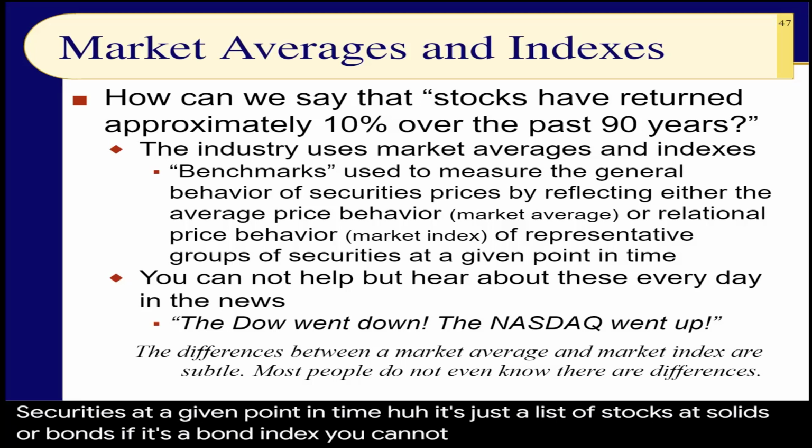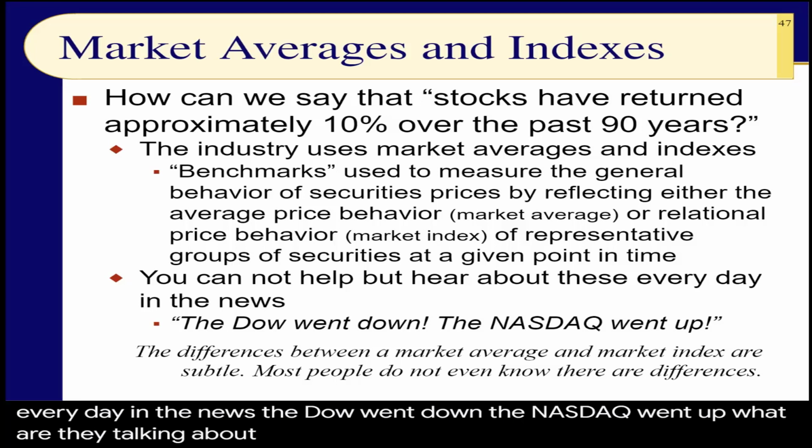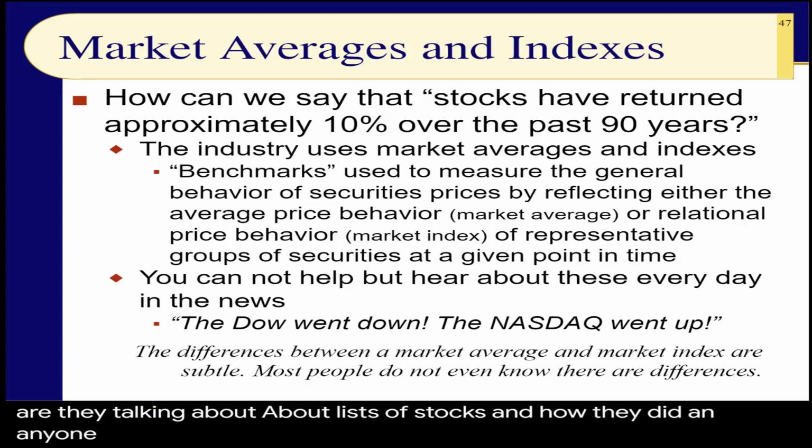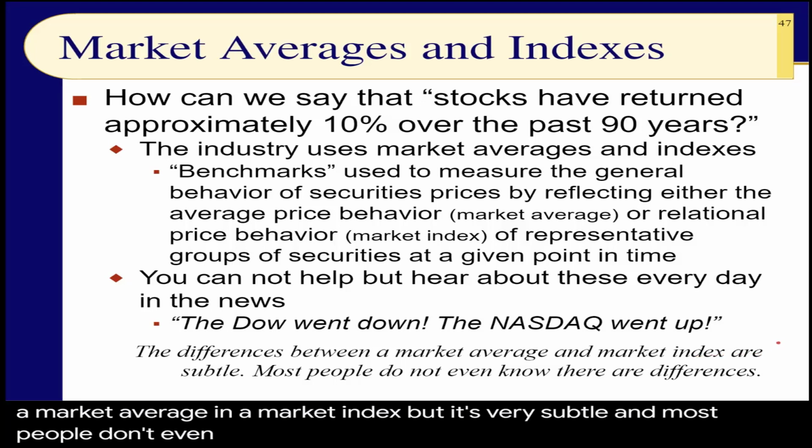You cannot help but hear about these every day in the news. The Dow went down, the Nasdaq went up. What are they talking about? They're just talking about lists of stocks and how they did in any one day or over years or decades. There is a difference between a market average and a market index, but it's very subtle and most people don't even know that there are differences.